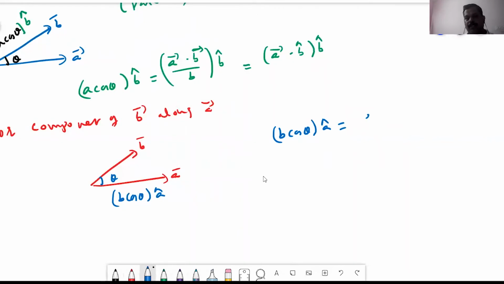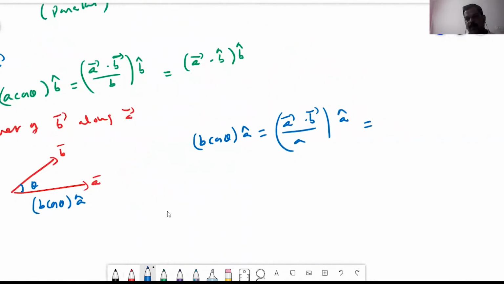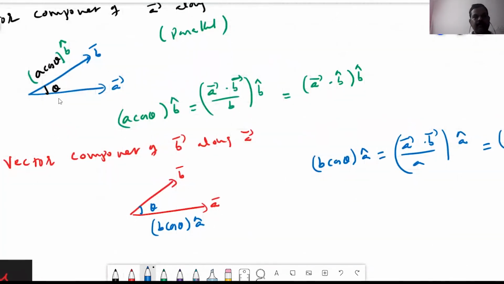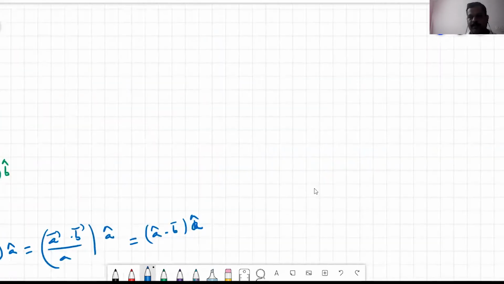So what is B cos theta? A bar dot B bar by A times A cap. So otherwise I can write it as A cap dot B bar times A cap. So now I found the vector component of A bar parallel to B bar and the vector component of B bar parallel to A bar. Now I want to find out the vector component of A bar perpendicular to B bar. Now let's see how to do it.